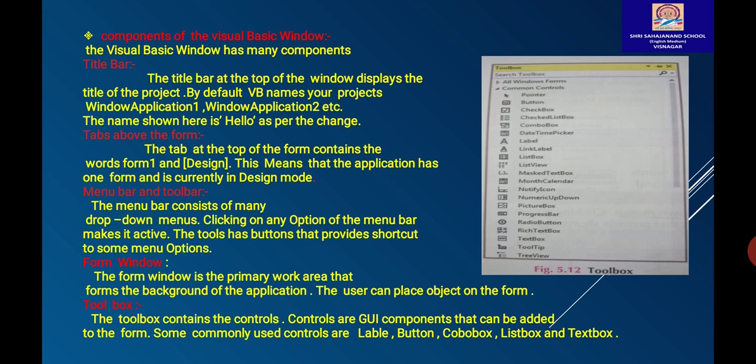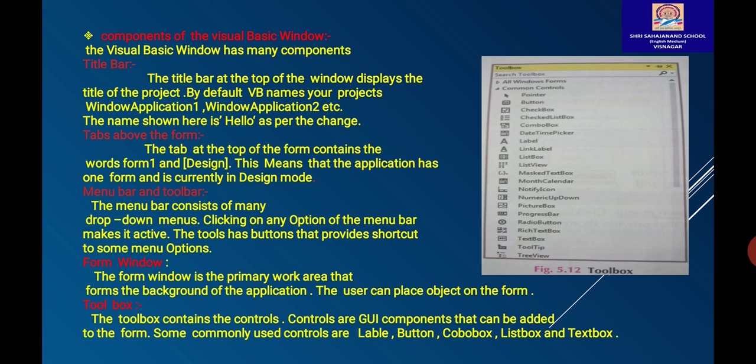Now next one is tabs above the form. The tab at the top of the form contains the words Form 1 and Design. This means that the application has one form and it's currently in design mode. Now menu bar and toolbar. The menu bar consists of many drop-down menus. Clicking on any option of the menu bar makes it active. The toolbar has buttons that provide a shortcut to some menu options.